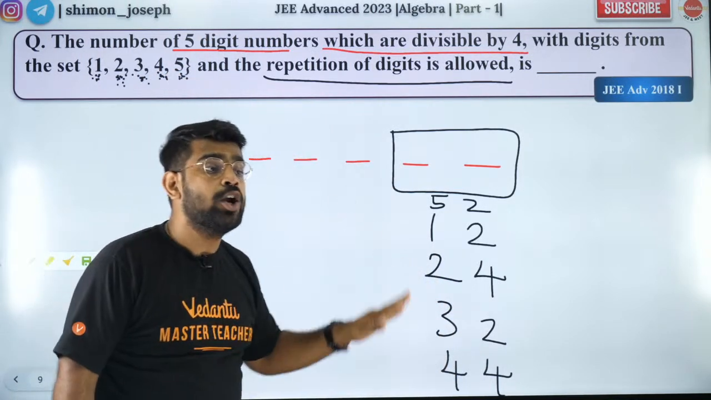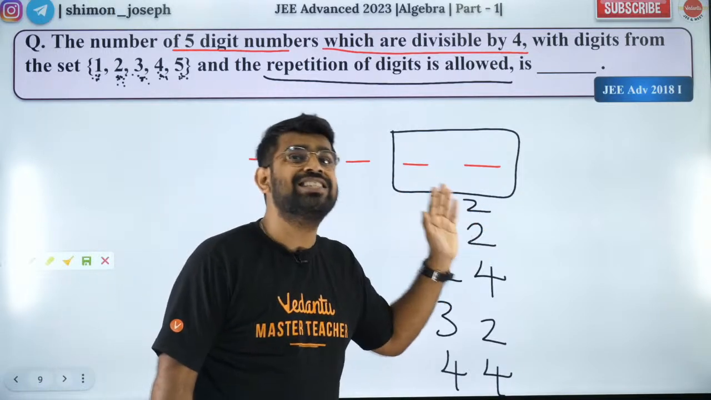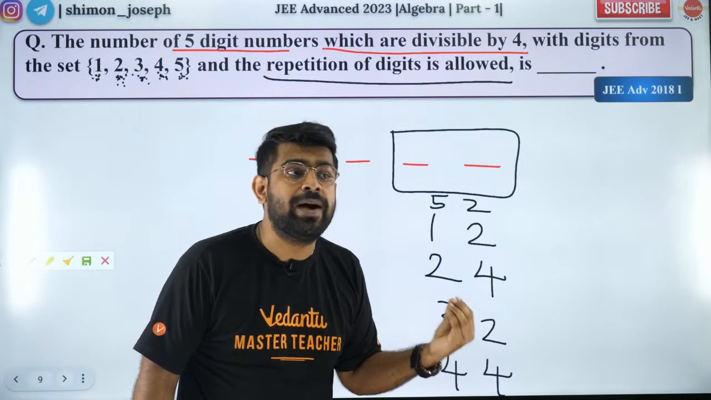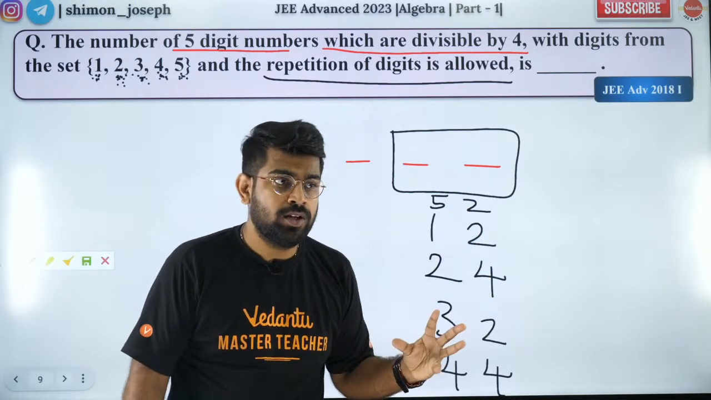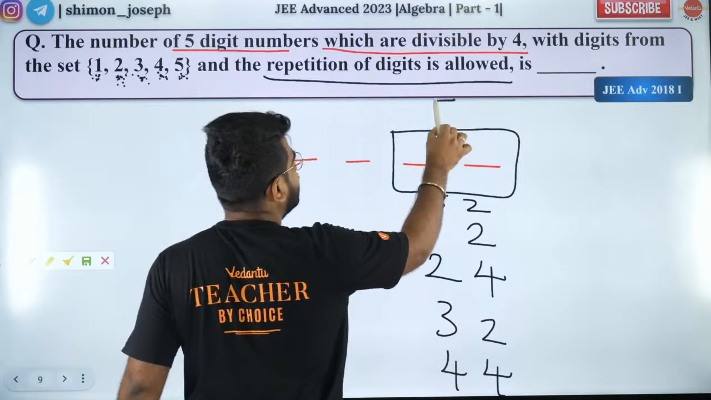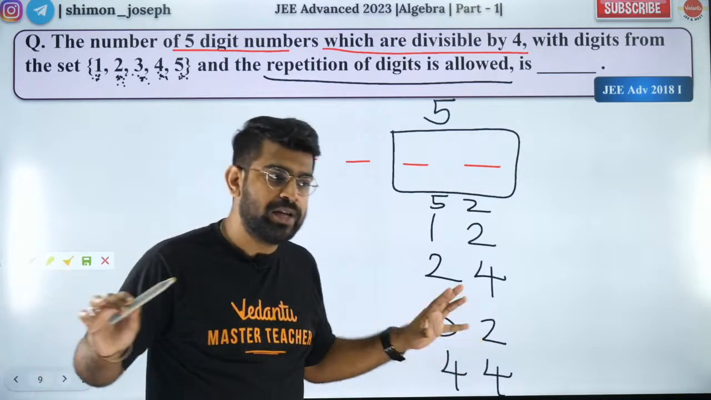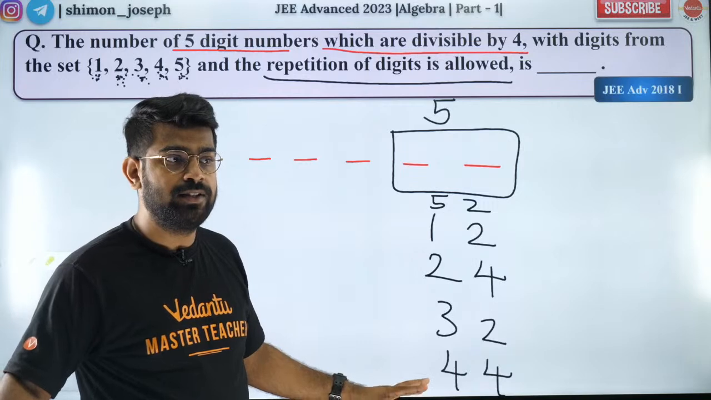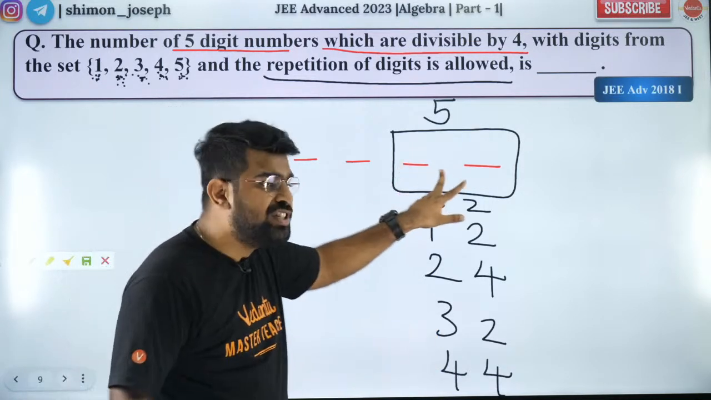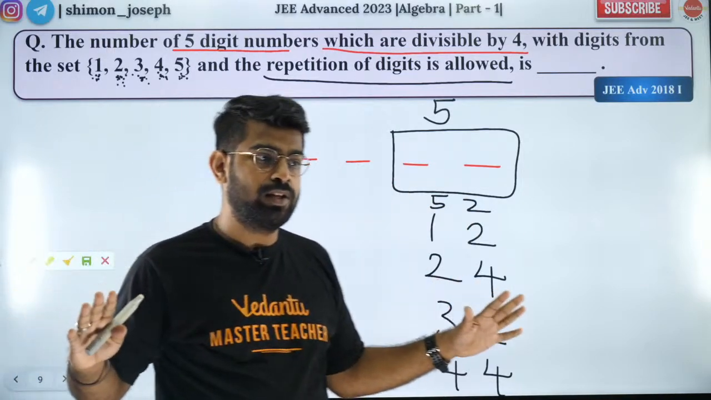So these are only the 5 possibilities which can come as the last 2 digits for this number to be divisible by 4. Correct? So there are only 5 possibilities for the last 2 digits. No other possibility. Are you all clear? Did you all like it? The last 2 digits have to be one of these 5. No other option. Got it?